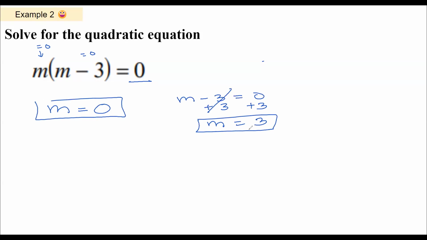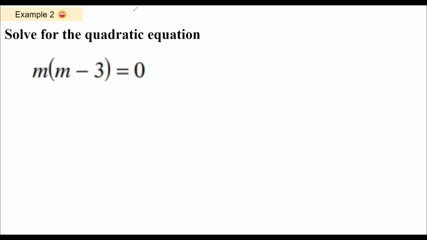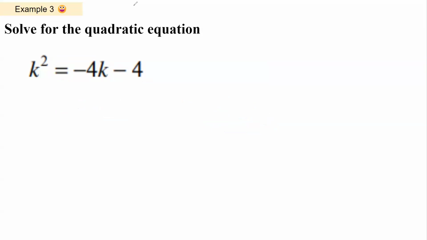Not too bad. Nice. This is too easy. Let's step it up. All right, so let's continue. Let's see, we have this example: k squared equals negative 4k minus 4.